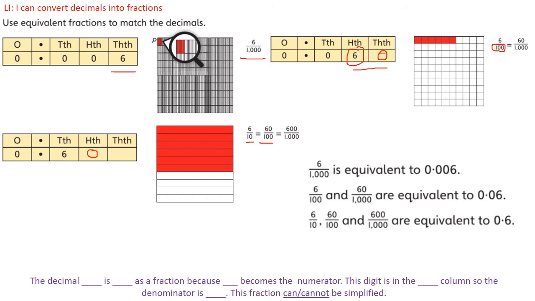What if I add another 0 in there? I've now got a digit in the tenths column, in the hundredths column, and in the thousandths column. What is the number that I have written? I have just written 600. So 600 becomes my numerator. My last digit is in the thousandths column. So my thousand becomes my denominator. And again, have a go at filling in the stem sentence.